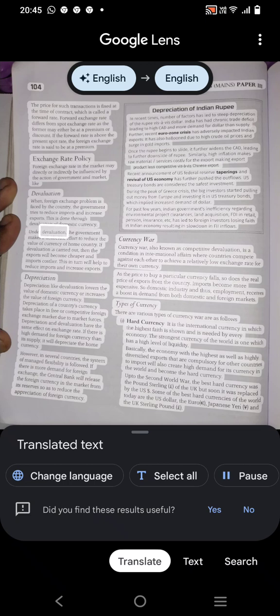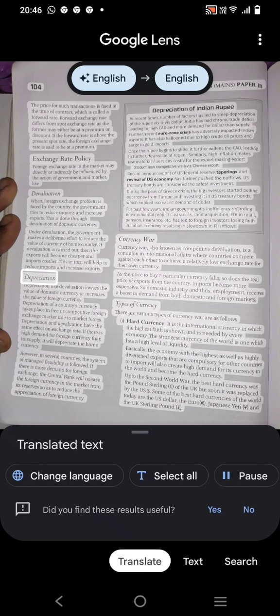Under devaluation, the government makes a deliberate effort to reduce the value of the currency of the home country. If devaluation is carried out, then exports will become cheaper and imports costlier. This in turn will help to reduce imports and increase exports.